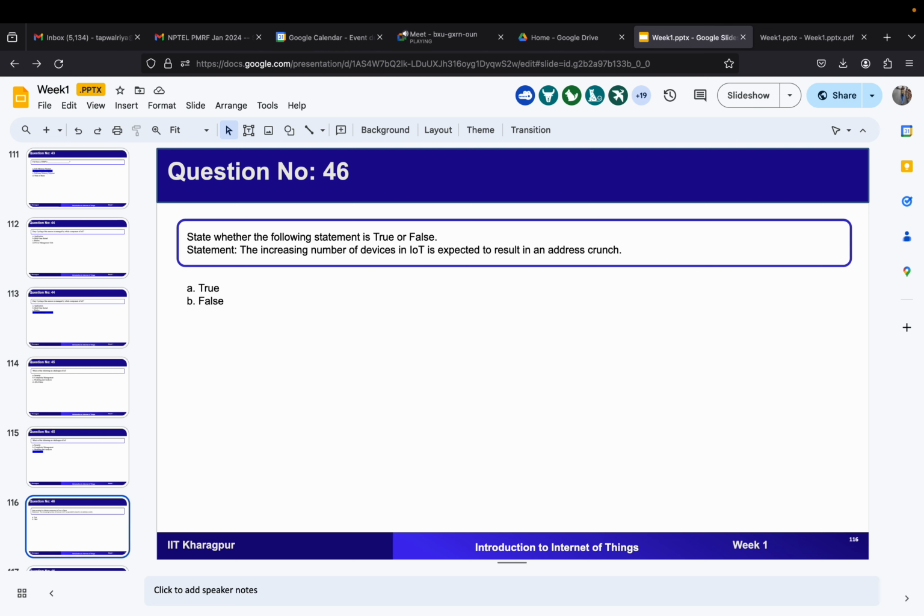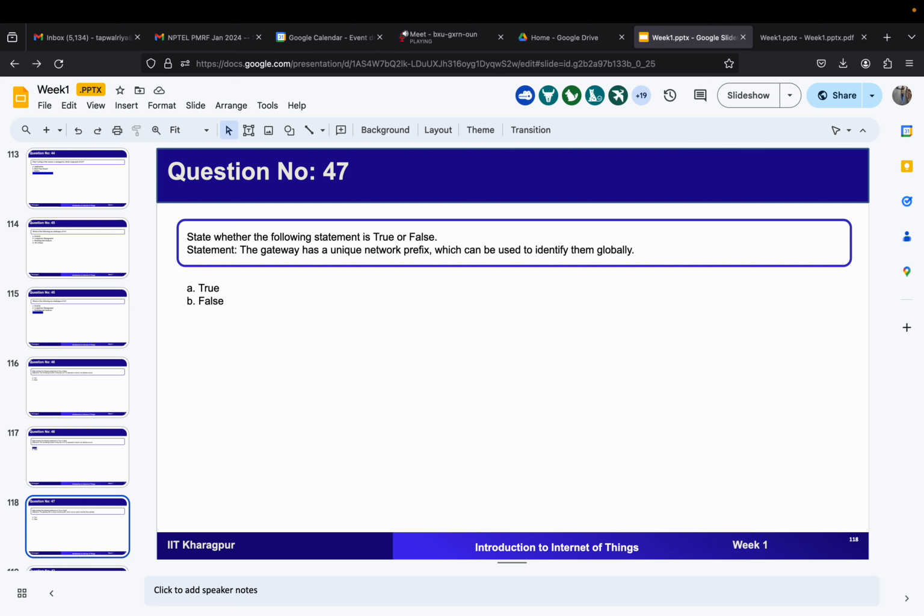Next question is, state whether the statement is true or false. Statement is, the increasing number of devices in IoT is expected to result in address crunch. True or false? True. It is true, because if the number of devices increases, we are using a particular number of bits to represent an address, right? So there is one particular range within which we can use the addresses. If the number of devices increases beyond that range, there will be address crunch.